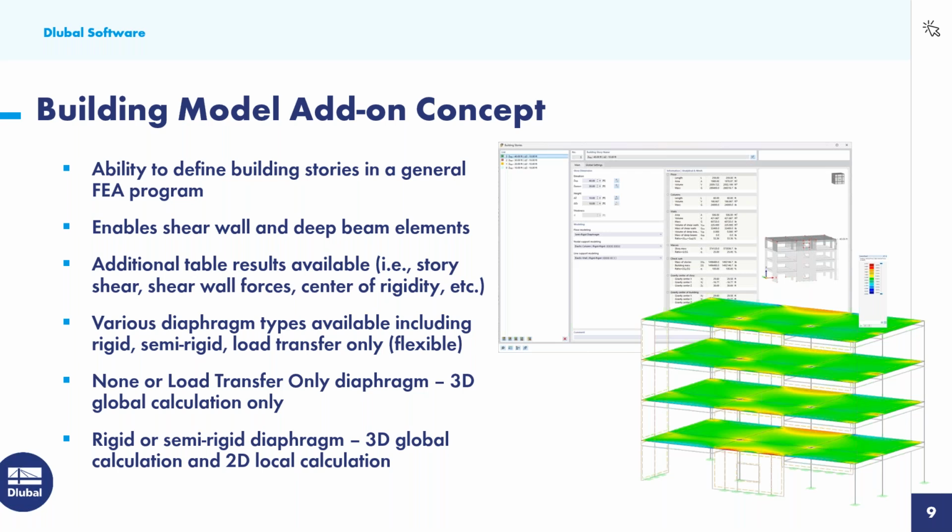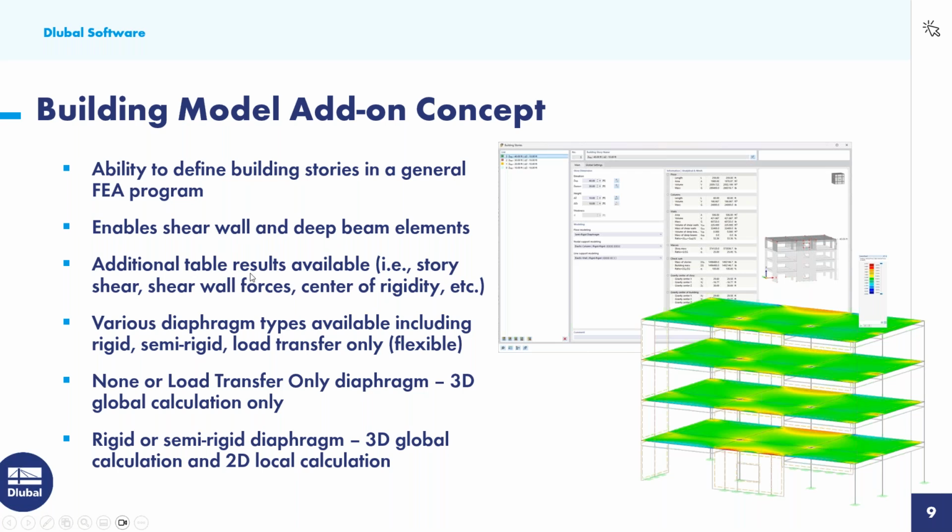So as mentioned, RFEM 6 is a general FEA program. We are not restricted to only building analysis and design. Rather, we can model tanks, silos, fabric tensile structures, maybe an FEA of a steel connection. Really anything is possible. But this building model add-on is releasing these building-specific features in this general FEA program, such as the ability to define stories. Now we also have the option, which we'll see in just a minute, to define shear walls and deep beams.